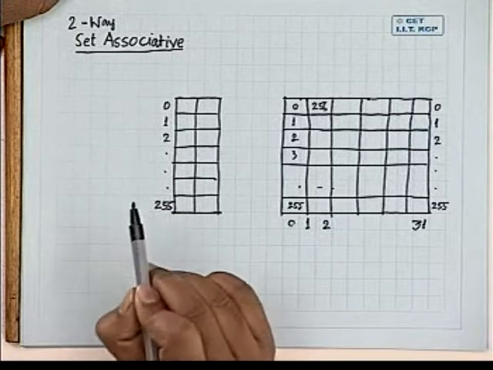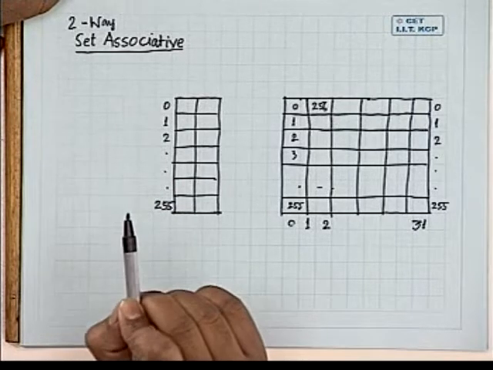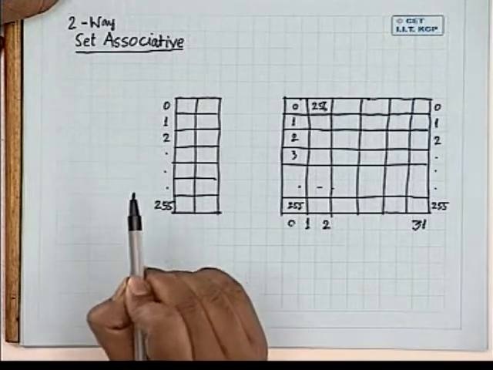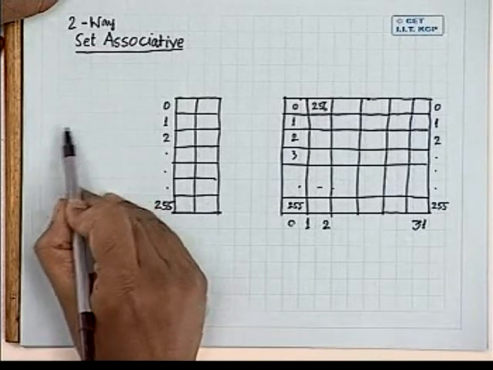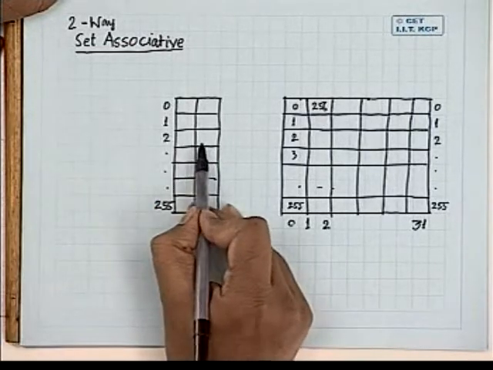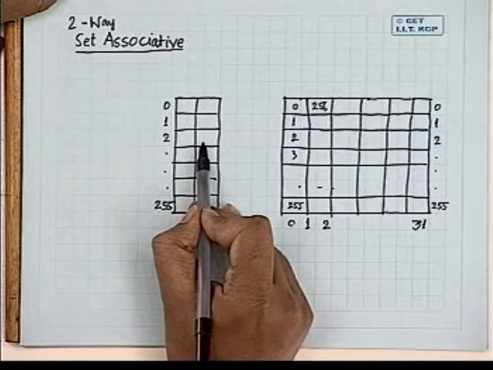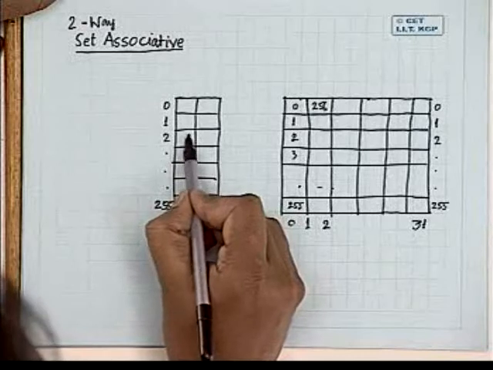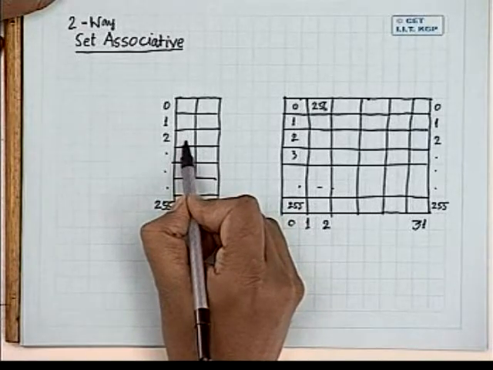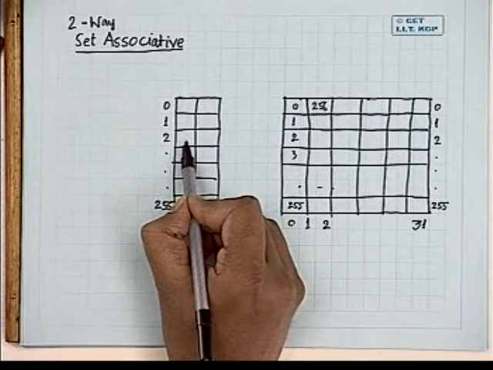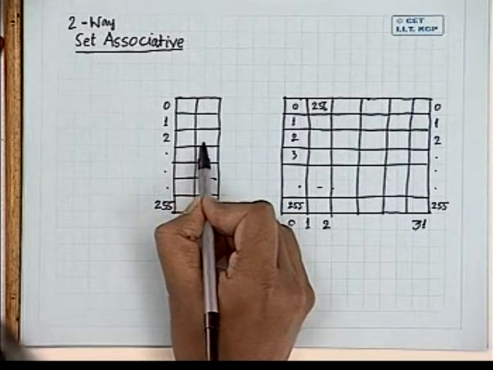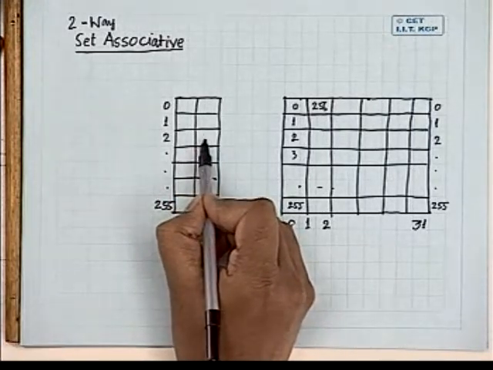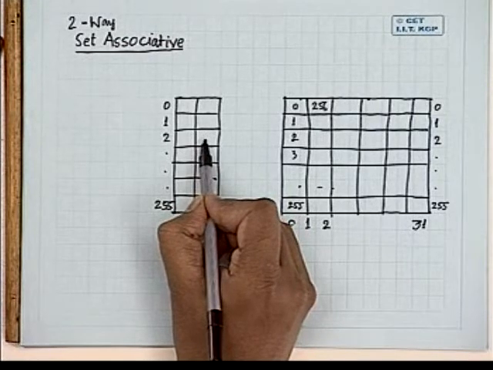Okay, so now the tag field that is specified in a particular main memory address has to be compared to both the tag memories for that particular set. And if I want to make this comparison in parallel, that means I have to have two comparators. One for comparing the tag field corresponding to this cache line with the tag field of the address. The other one for comparing the tag field corresponding to this cache line with the same tag field in the main memory address.